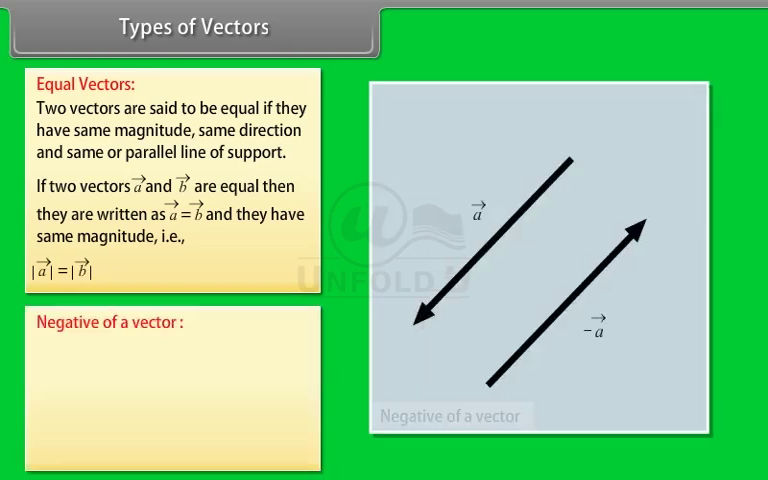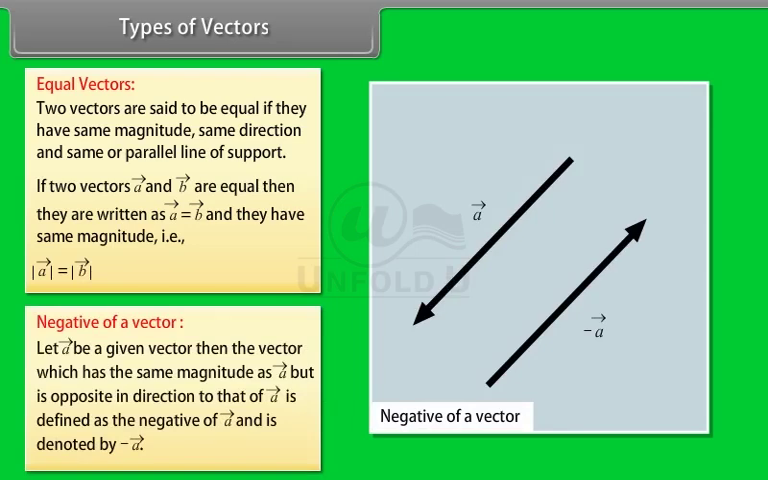Negative of a vector. Let vector A be a given vector, then the vector which has the same magnitude as vector A but is opposite in direction to that of vector A is defined as the negative of vector A and is denoted by minus vector A.